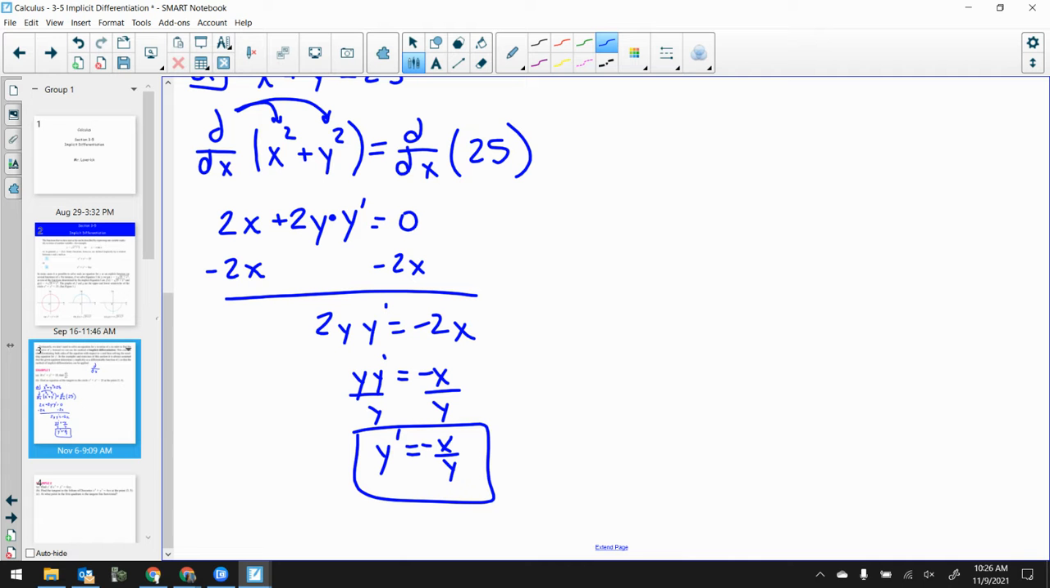Yes, implicit differentiation will cause another implicit function when you find your derivative. What does that mean? That means when I go to find my derivative, there will be a y value in there.